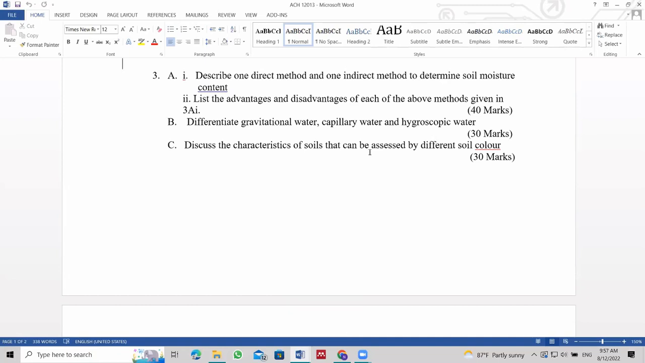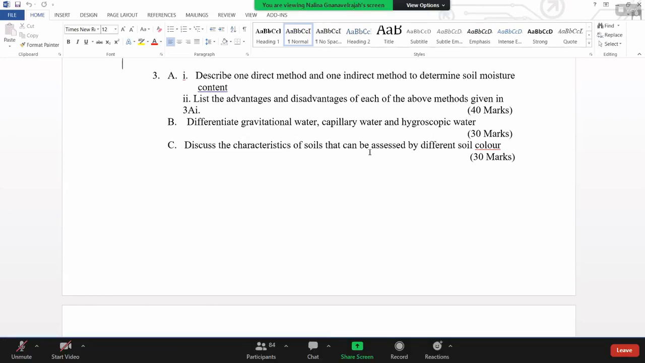Iron concentration. Okay, one thing. Any other thing? What about the drainage? If red color, what will be the drainage? Good drainage. Okay. What about yellow color? What is the reason for yellow color? Soil mottles. So soil mottles means what?